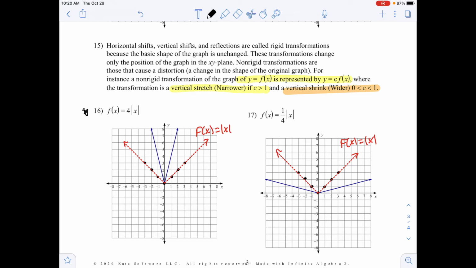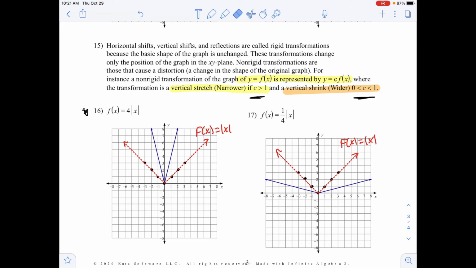So in other words, like here for number 16, we have 4 times the absolute value of x. If I had negative 4 times the absolute value of x, this negative tells me that it's going to be a reflection, but it's just this value here. The 4 itself is going to tell me whether it is wider or narrower. We don't say the negative 4 is less than 0. We don't have that. If you notice, that's not even an option here. It's either greater than 1 or between 0 and 1. So the c value you're looking at has to be positive. I just wanted to point that out.